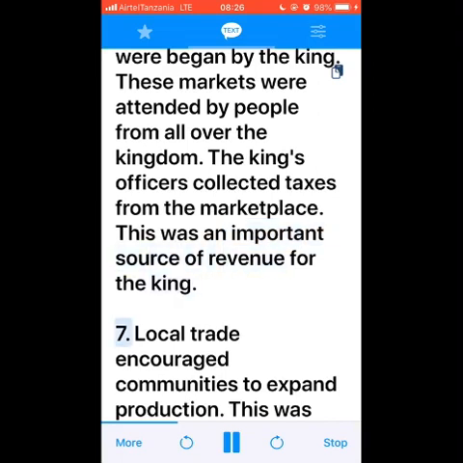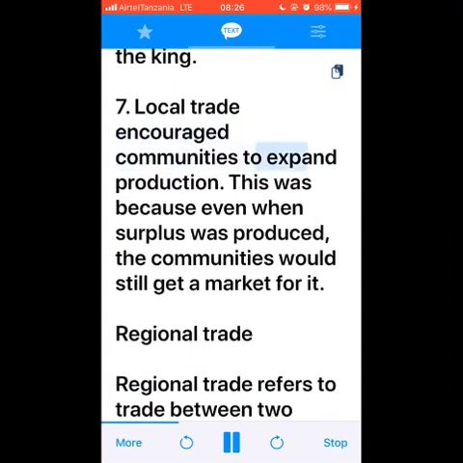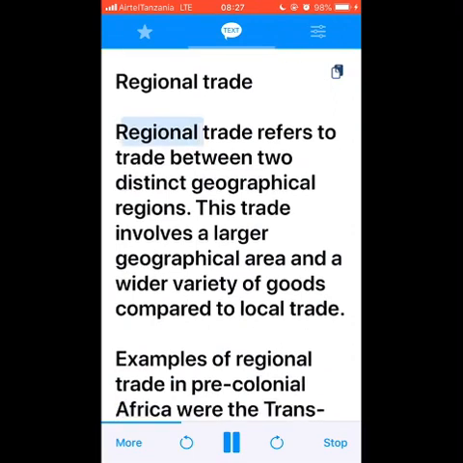7. Local trade encouraged communities to expand production. This was because even when surplus was produced, the communities would still get a market for it. Regional trade. Regional trade refers to trade between two distinct geographical regions. This trade involves a larger geographical area and a wider variety of goods compared to local trade.